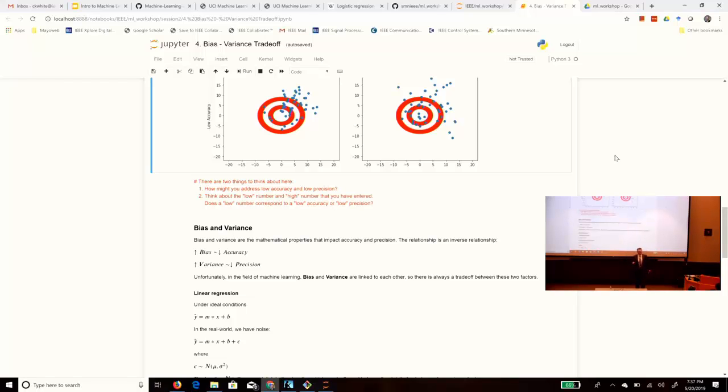Low means accurate. So low numbers mean high accuracy. Okay? What about precision? Same. When we're talking about this, we think first and foremost in terms of accuracy and precision, but mathematically we can describe those as bias and variance. So it turns out a low accuracy is a high bias and a low precision is a high variance.